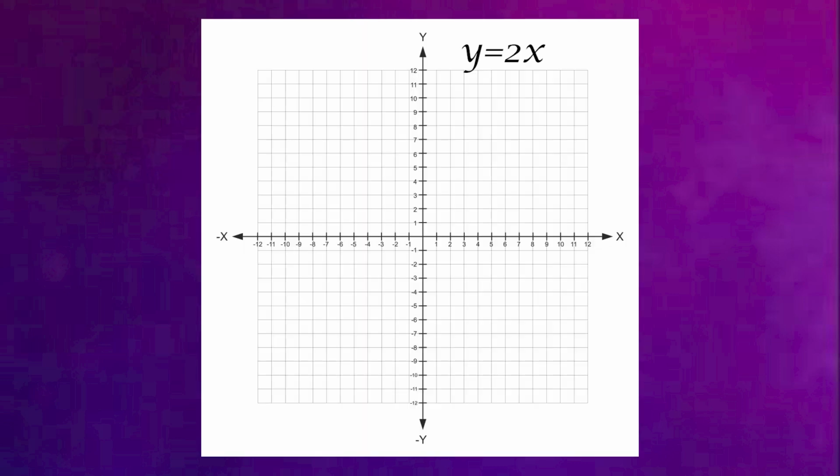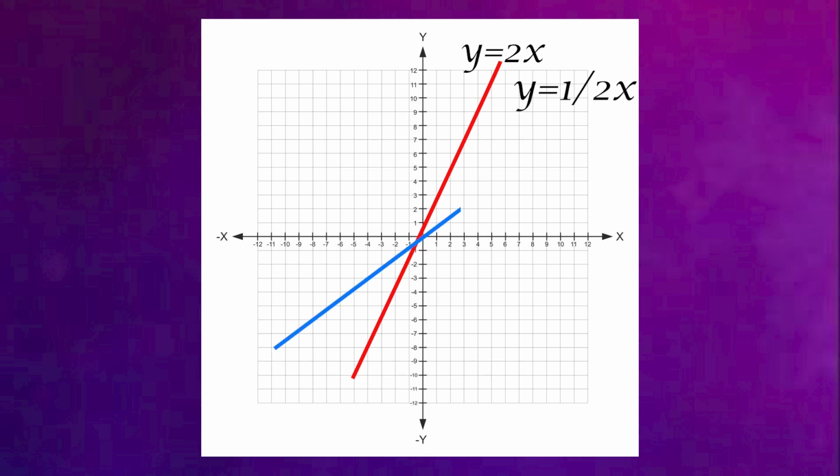Examples: the graph of y is equal to 2x, a linear function which crosses the origin, looks like this. And its inverse, y is equal to 1 over 2 times x, again a linear function which crosses the origin, looks like this. These two graphs are mirror images about the line y is equal to x.